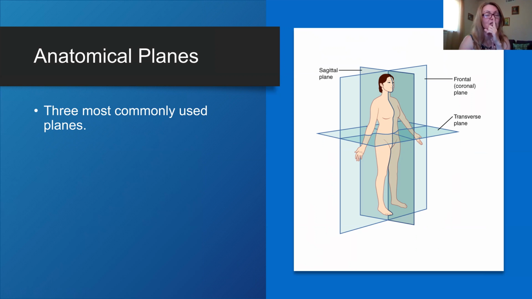And if sagittal goes right in the middle, then it's mid-sagittal. If it's not exactly in the middle of the body or your organs, then it's parasagittal. And transverse plane divides your body into superior and inferior regions.